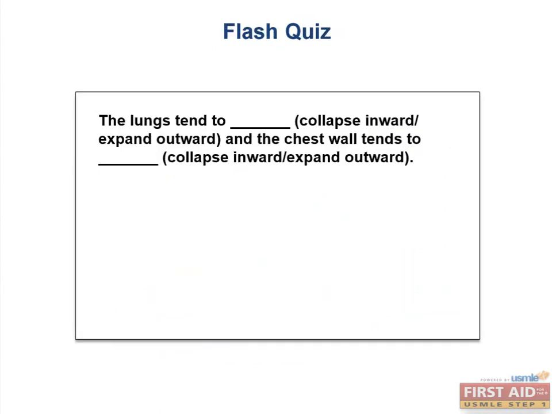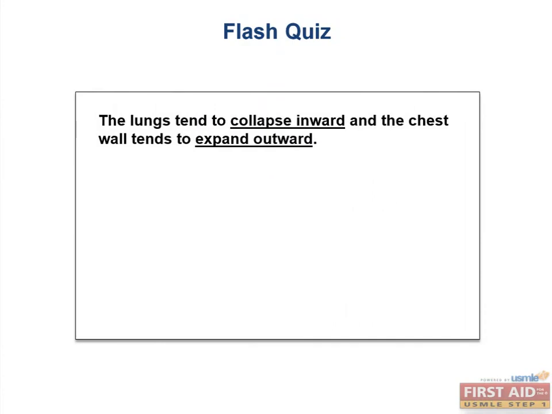Let's have a flash quiz. The lungs tend to blank, collapse inward or expand outward, and the chest wall tends to blank, collapse inward or expand outward. The lungs tend to collapse inward, and the chest wall tends to expand outward. Good job!